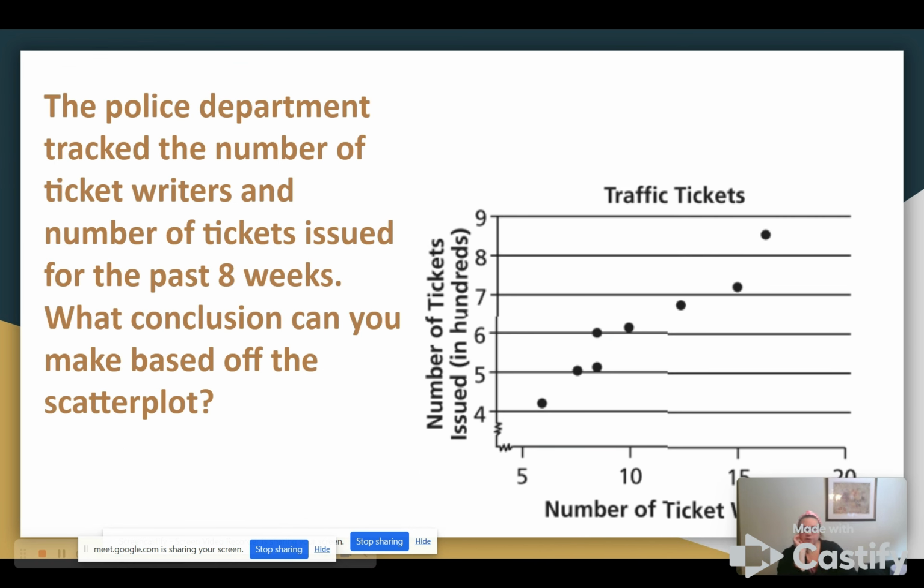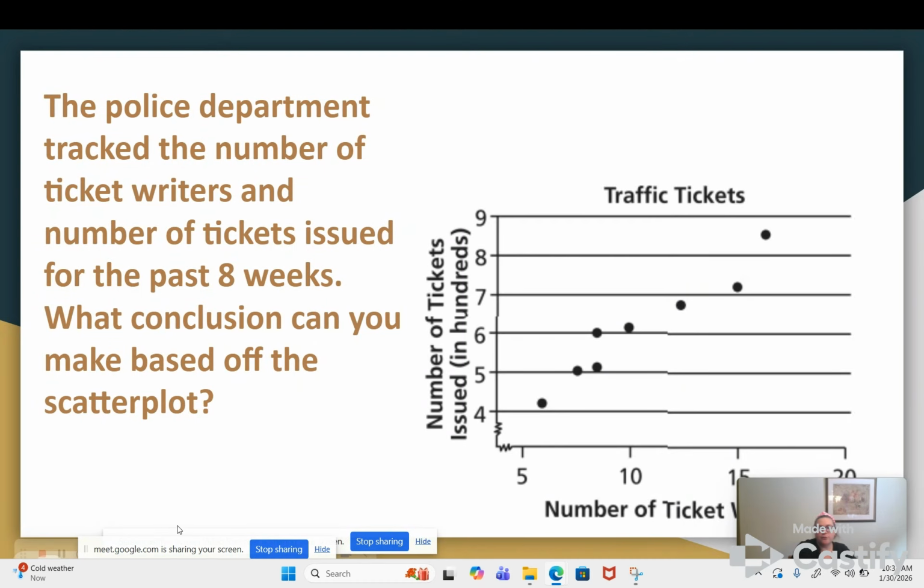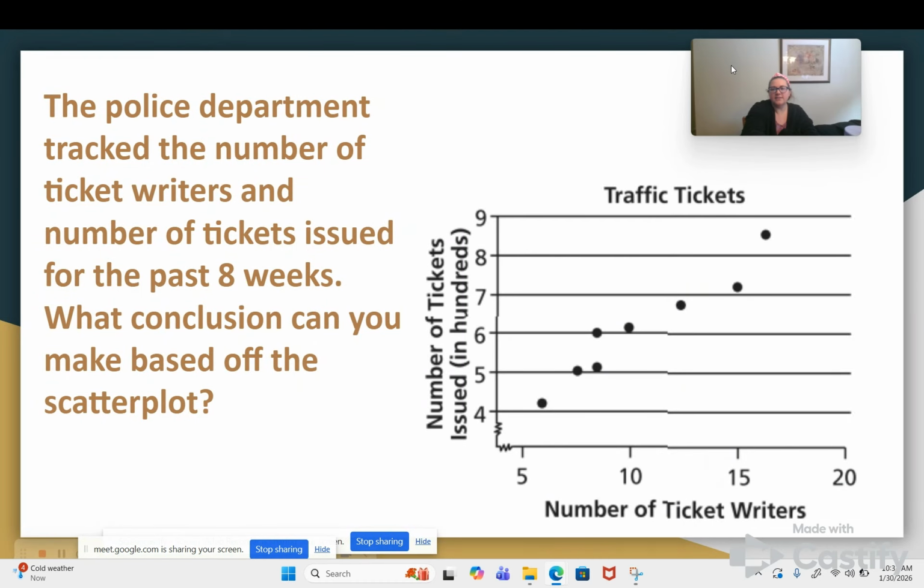All right, looking here. The police department tracked the number of ticket writers and the number of tickets issued for the past 8 weeks. What conclusion can you make based off the scatter plot? So looking at this, can anyone tell me a conclusion you would draw from the scatter plot?